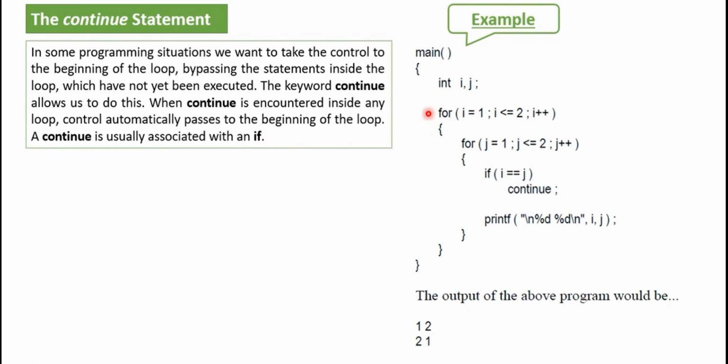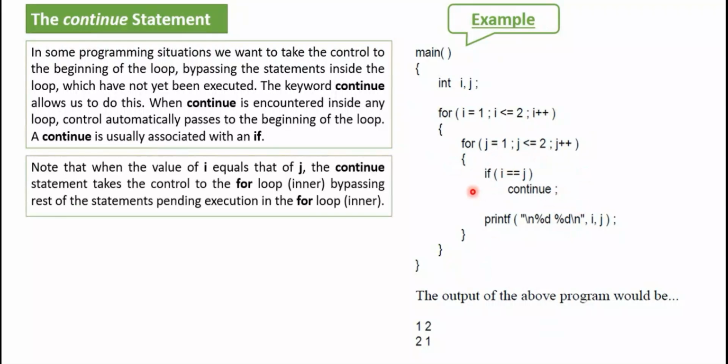One is for I equal to 1, I less than equal to 2, I plus plus, and within the body of this for loop we have another for loop for j equal to 1 which is counting up to j less than equal to 2. So within the body of inner for loop you will note that when I is equal to j, the continue statement takes the control to the inner for loop. That means when this continue statement is encountered, the control is transferred to j plus plus, okay. And again it is compared with less than equal to 2, and if it is true it comes to the body. Now if this condition returns false, then the printf will be executed.